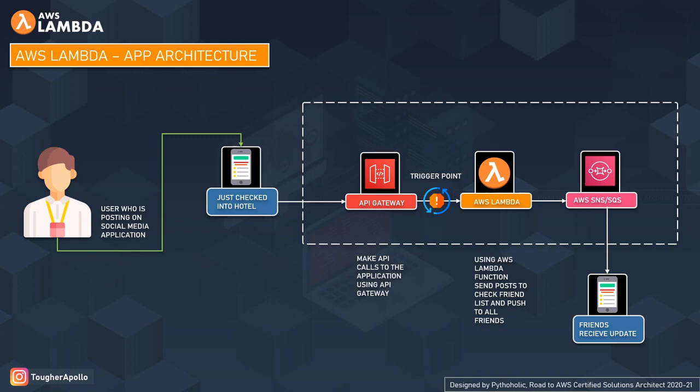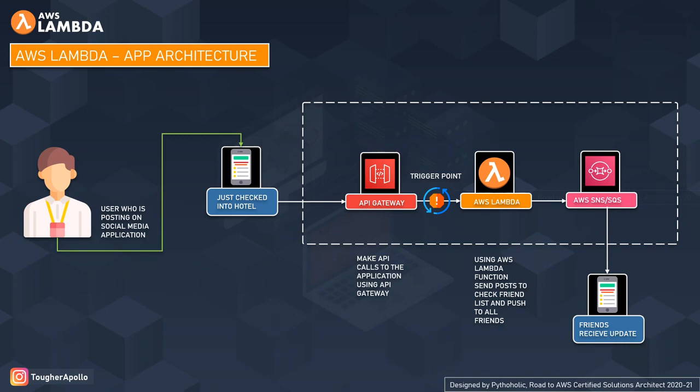So you write the application and you create a trigger point using API Gateway, and that triggers your AWS Lambda function, and whatever output or social media message you have gets published using AWS SNS, which propagates across your friends list in the social media app.